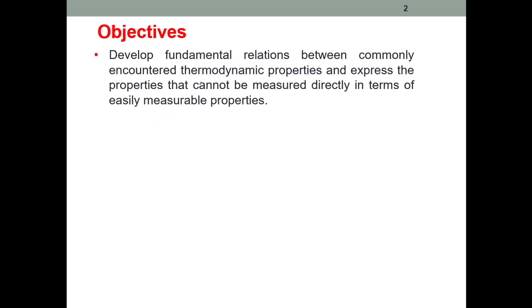Mainly, this chapter is quite different from the previous chapters because most of the time mathematics will be involved. The first major objective is that we have two types of property. One is the directly measurable property, like temperature, pressure, volume. We can measure it with the help of a certain instrument, so we call that directly measurable property. But the other properties, for example enthalpy, internal energy, entropy, are indirectly measurable properties. So we should have a certain mathematical relationship between the directly measurable and indirectly measurable properties.